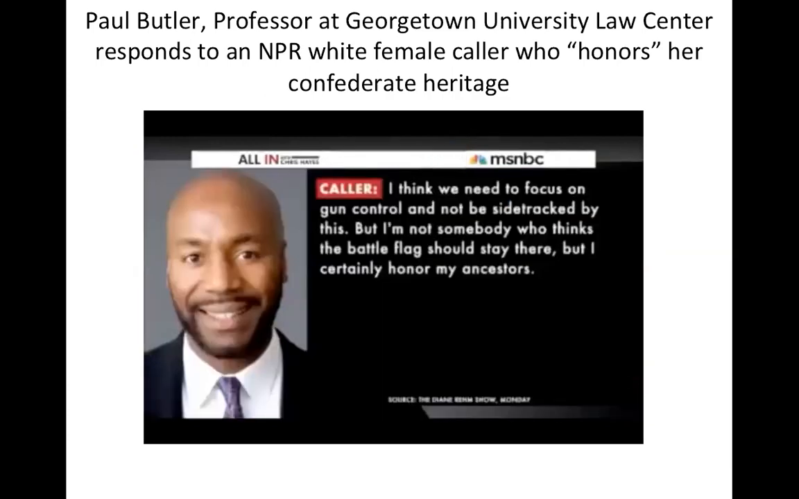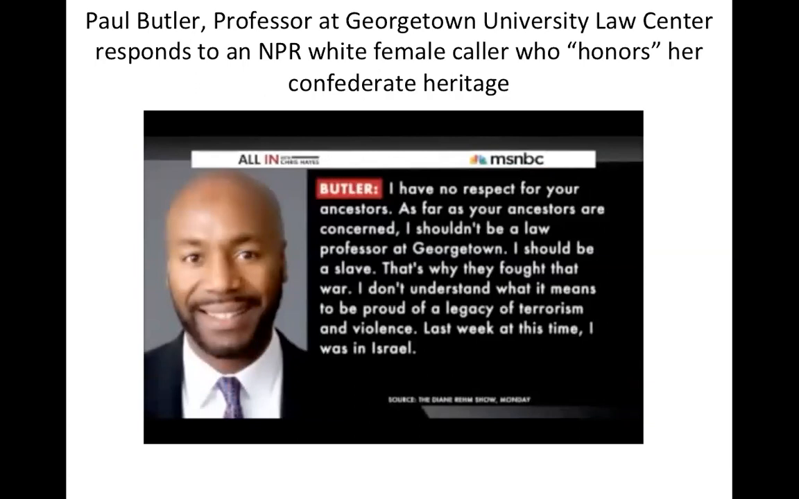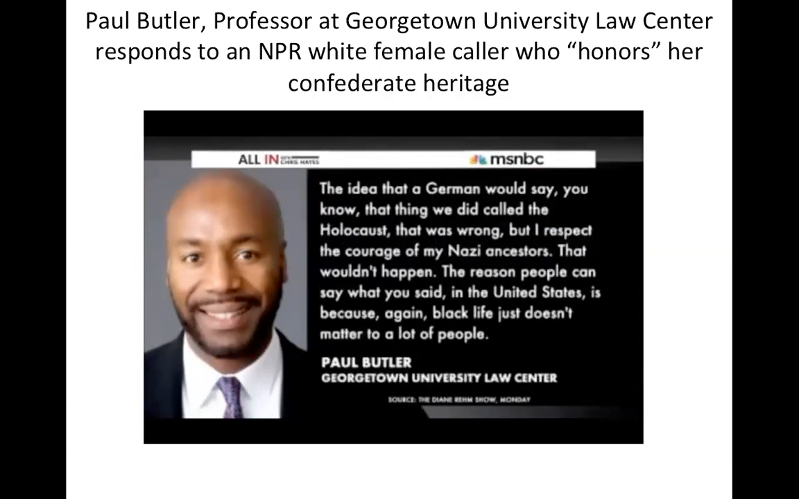I think we need to focus on gun control and not be sidetracked by this. But I'm not somebody who thinks the battle flag should stay there, but I certainly honor my ancestors. I have no respect for your ancestors. As far as your ancestors is concerned, I shouldn't be a law professor at Georgetown. I should be a slave. That's why they fought that war. I don't understand what it means to be proud of a legacy of terrorism and violence. Last week at this time, I was in Israel. The idea that a German would say, that thing we did called the Holocaust, that was wrong, but I respect the courage of my Nazi ancestors, that wouldn't happen. The reason people can say what you said in the United States is because, again, Black life just doesn't matter to a lot of people.